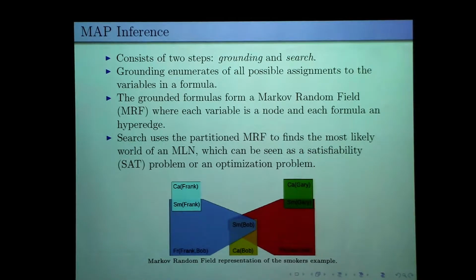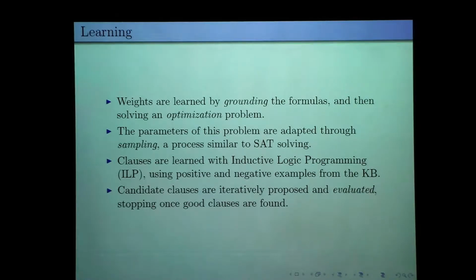We are going to see later how, and with this partitioning of the Markov random field, we search for the most likely world of the MLN, which we can see that this assignment to the truth values of the variables of the grounded predicates can be seen as a satisfiability problem or an optimization problem.